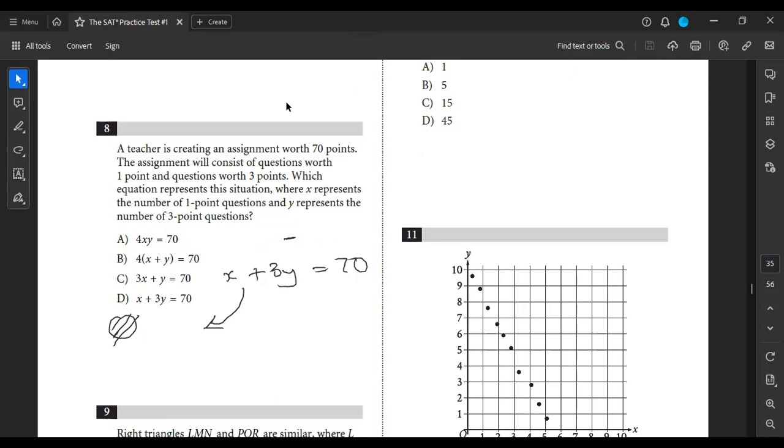When I'm done with this. Yeah, when he's done with that.